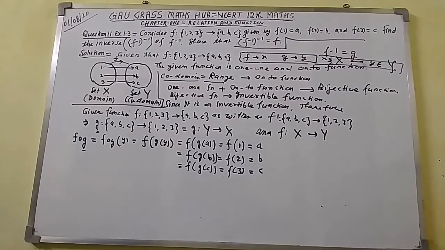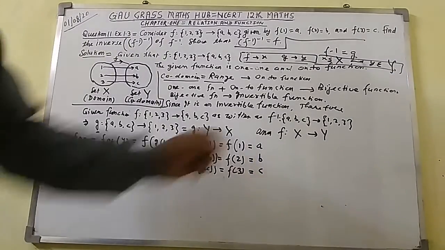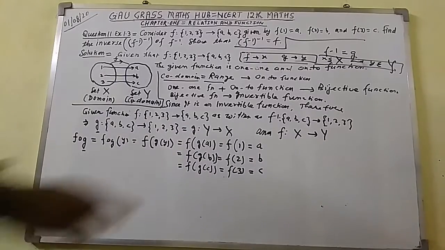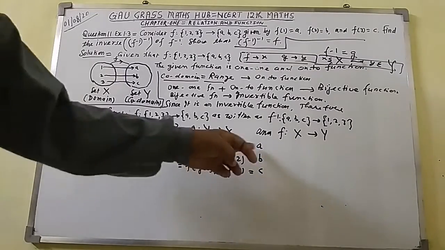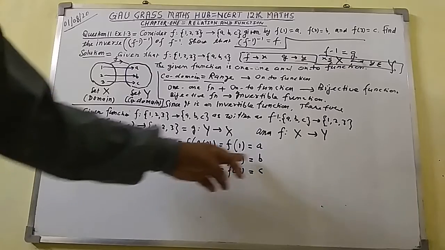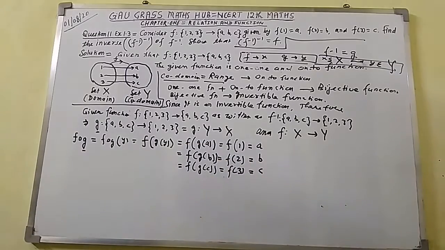So now you have got here F1 equal to A. F1, the image of 1 is A. Image of 2 is B. Image of 3 is C. So like this you have to write.